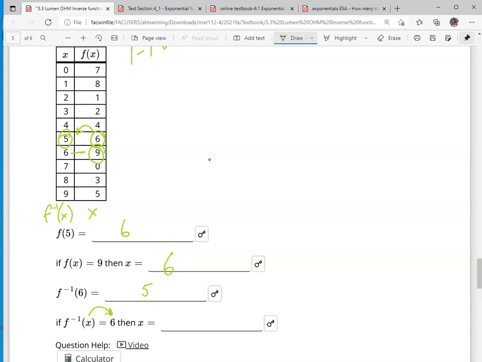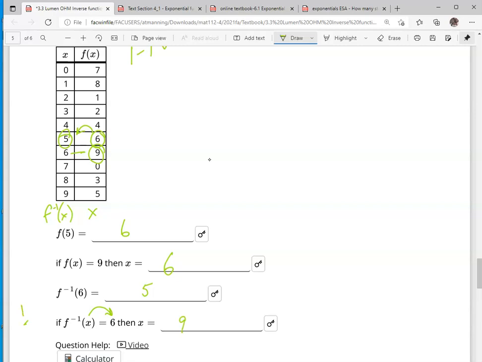They could have used a different placeholder just because I look for x's. No, it's not those x's. This is my input to my inverse. If the output of f inverse was 6, what was the input for f inverse? It would be the 9. This is probably the hardest one because they throw that x in there, confusing you.